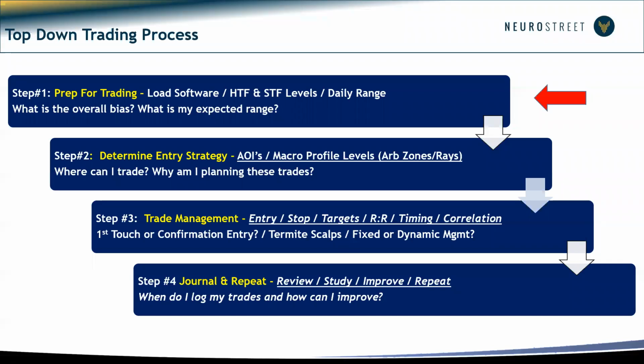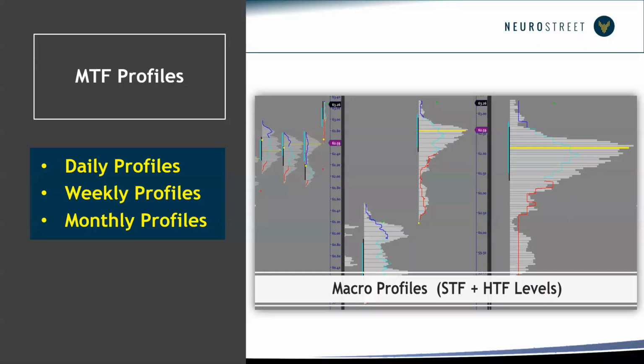Okay. So step one is we need to load the software, and it's prepping for trading. This is where we use profile arbitrage, and it tells us the overall locations of the profiles. It tells us where the levels are going to be for the day, and that helps us expect where we're likely to engage in either buying or selling the market. Okay, so step one uses the profiles.